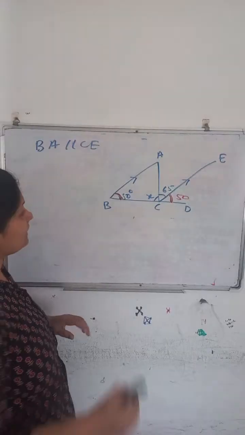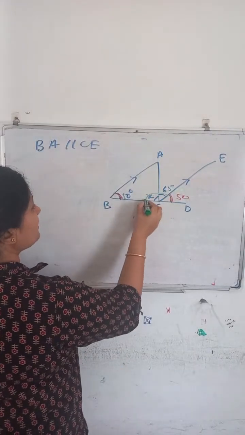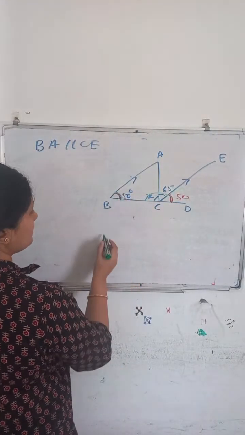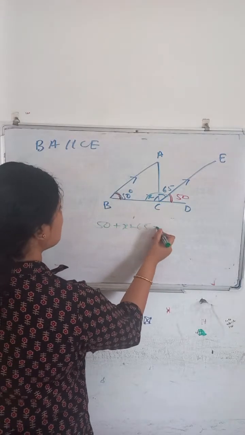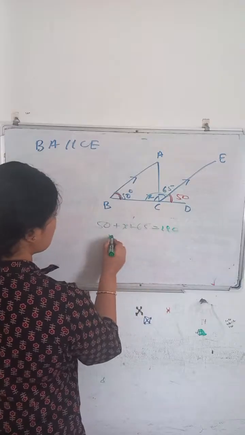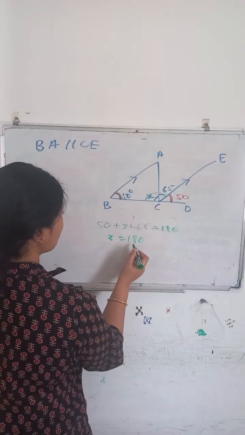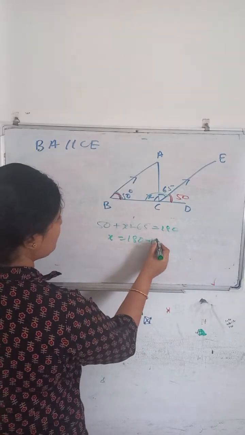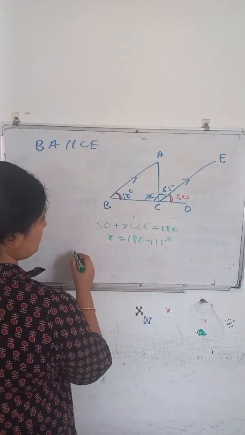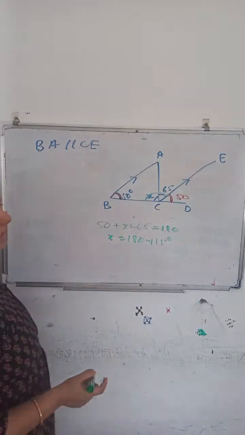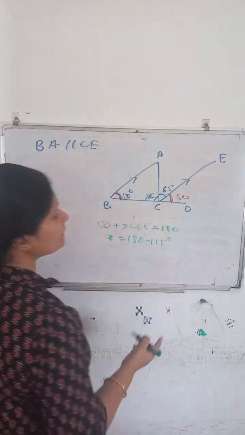So here, if you are taking this sum and this sum, that is 50 plus x plus 65 is equal to 180. So x is equal to 180 minus 115, that is 65. There I took 105. That is what I did wrong here.